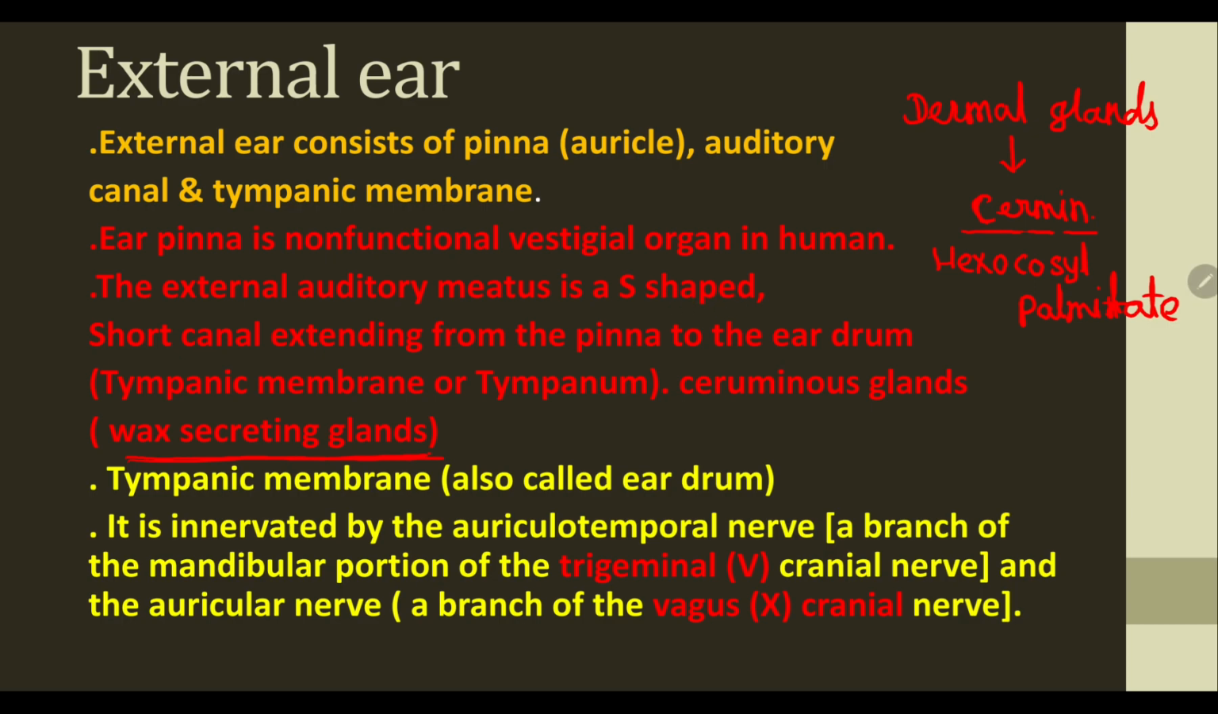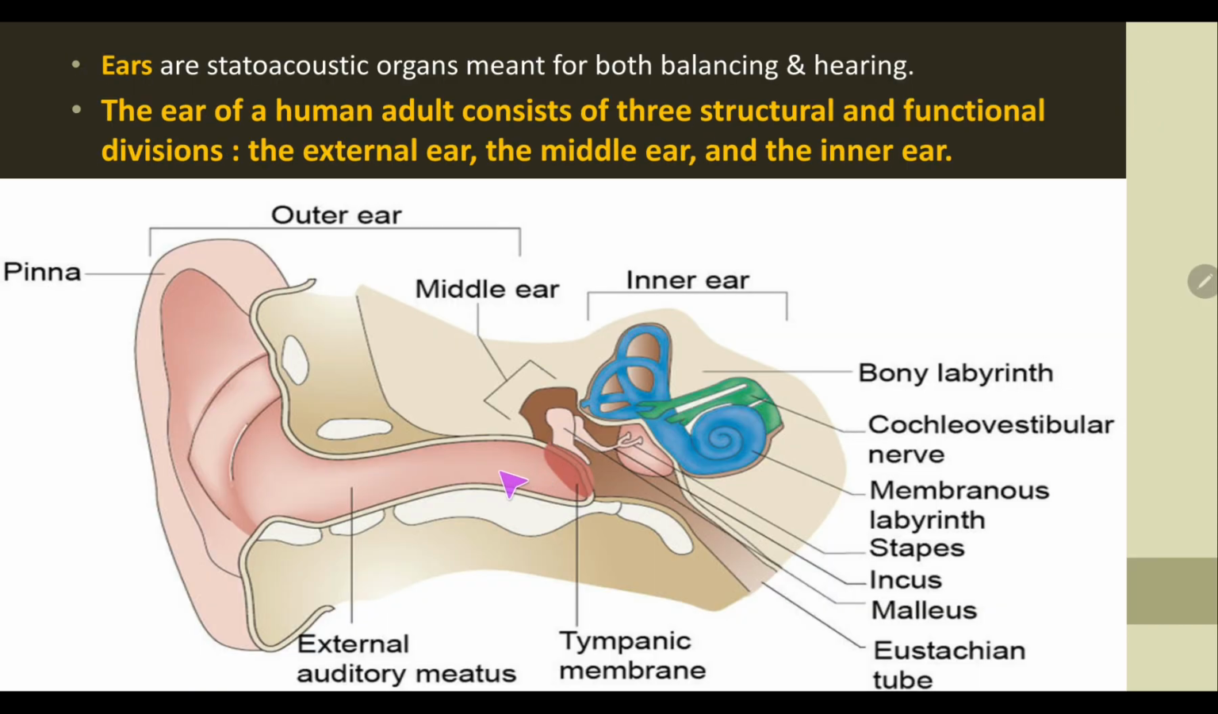Next to this external auditory canal, the next structure is the eardrum or tympanic membrane. This eardrum has two parts: one part which is oriented toward the outside, and another part which is oriented toward the middle ear. This tympanic membrane is made by connective tissues.